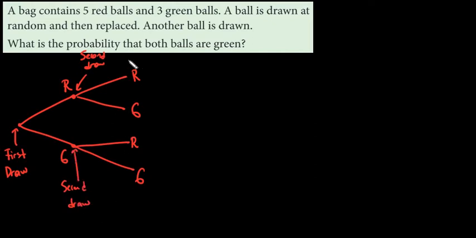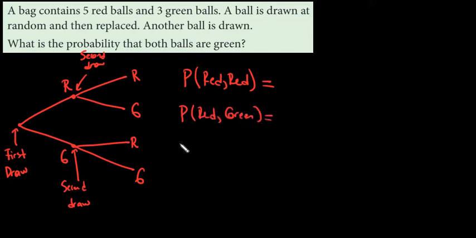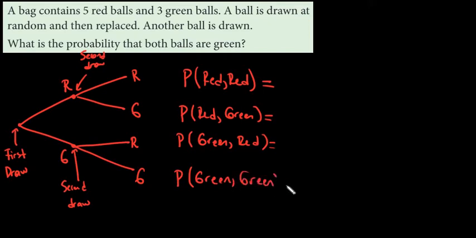So these are all possible outcomes. If we travel this way, in the first we can get a red, and in the second we can also get a red. So we can get, let me write, probability of getting a red and then a red. Or we can get red and then green. Or we can get green and then red. Or we can get green and then green. Okay? These are all possible outcomes.